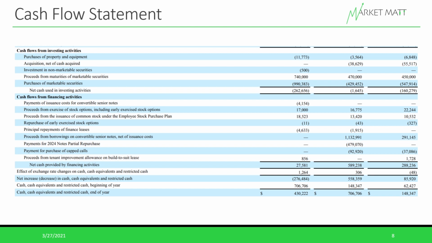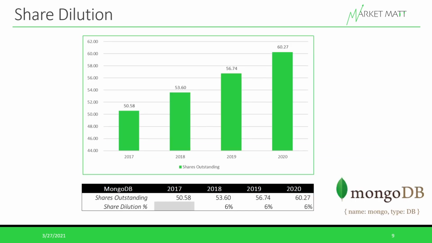So now let's see what the share dilution has been like for MongoDB for the past couple years. This is a chart that shows MongoDB's outstanding shares from 2017 to 2020. It looks like MongoDB's outstanding shares in 2017 were about 50 million, and in 2020 they're now 60 million. So that's about 10 million shares it's issued over the past 4 years. This leads to about a compounded 6% dilution in terms of the value of your share.